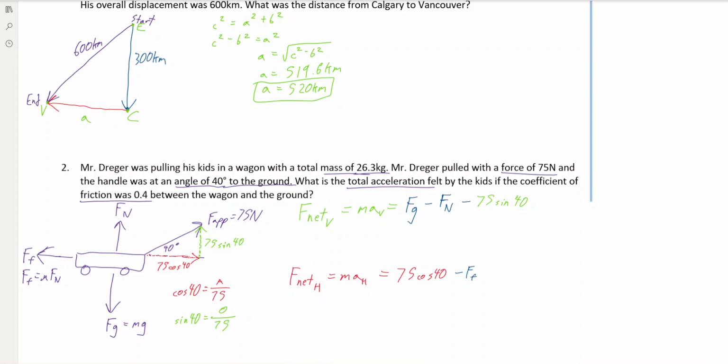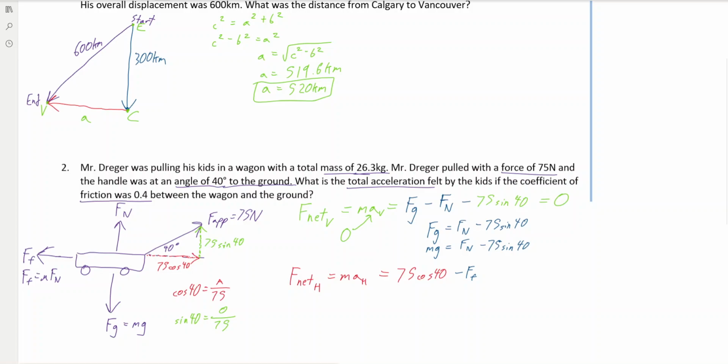Okay, now one really big thing to notice here is that our acceleration in the vertical direction is 0. So that means this whole thing equals 0. So we can rewrite that as Fg equals Fn minus 75 sine 40. So far, so good. Now we can say, well, Fg is just mg. This is important because what do we need to find right now? Well, we'll work on that, okay? If you don't see it yet, we'll work on it. Okay, let's look at the other part.